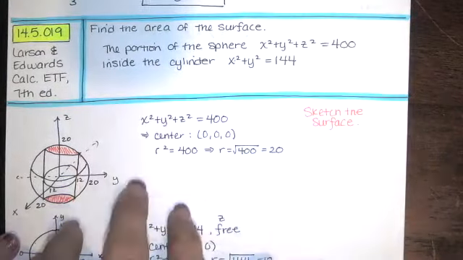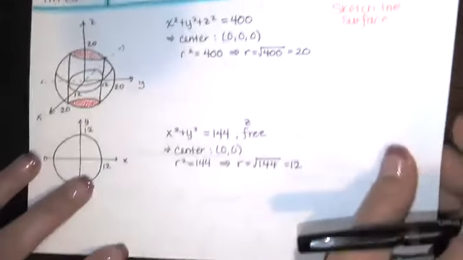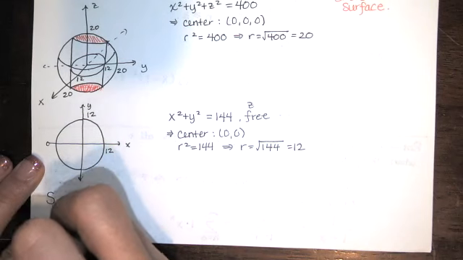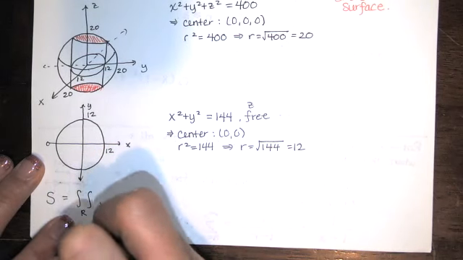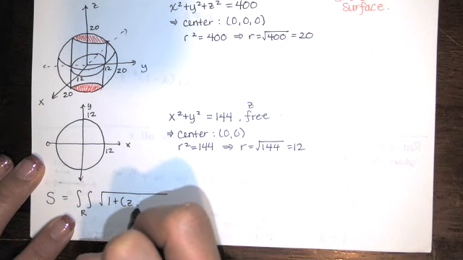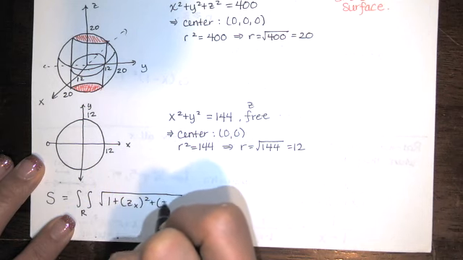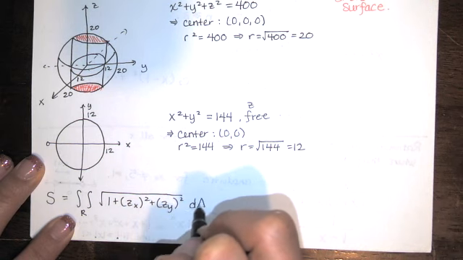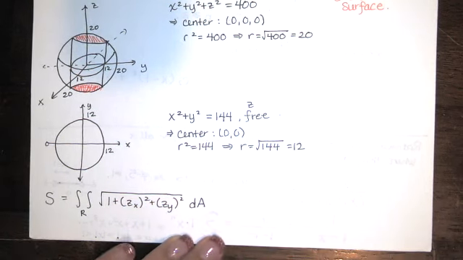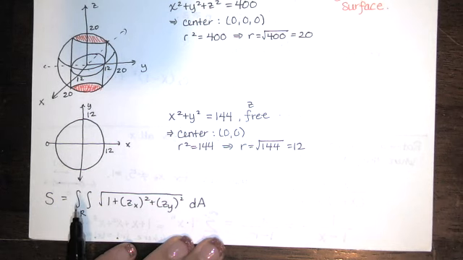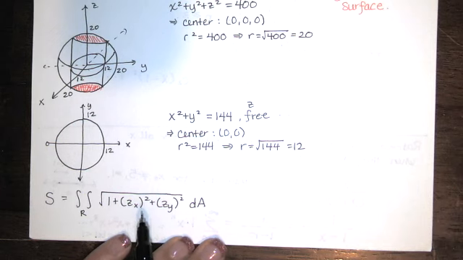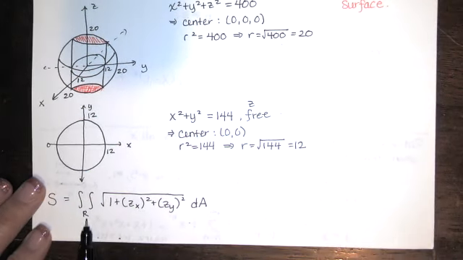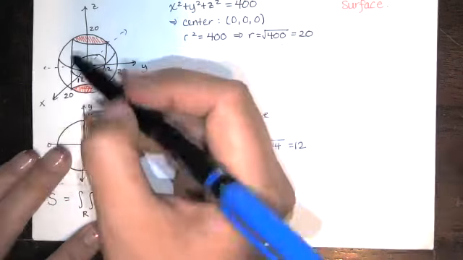So now that we have a visualization of that surface, let's set up our surface area integral. We derived this formula in class. The surface area is the double integral over the region R of the square root of 1 plus the partial derivative of z with respect to x squared plus the partial derivative of z with respect to y squared. And we're integrating over the region R, where R is the projection of our surface onto the XY plane.